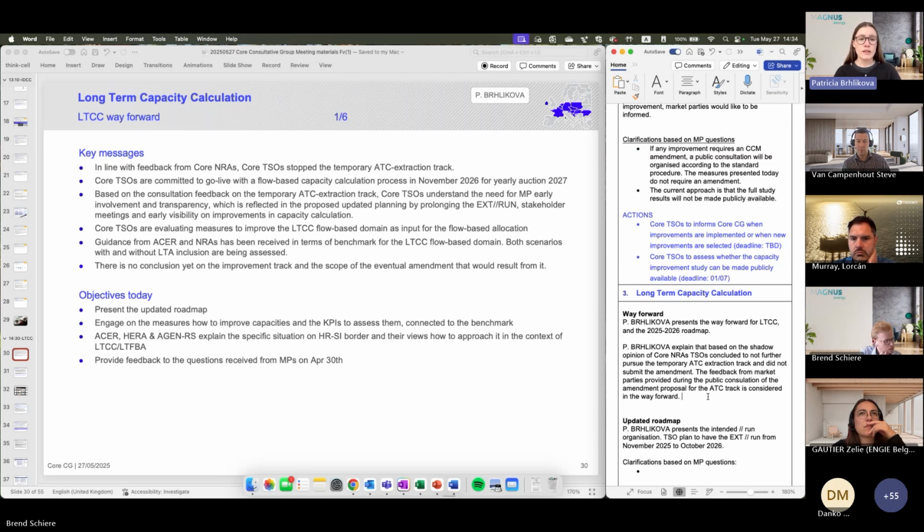What I would like to present today is indeed the updated roadmap. There we can delve into the external parallel run planning a little bit, also reflecting on the feedback we have received. And then we would like to engage on the measures, the improvement measures for capacities, and what sort of KPIs we are using to assess them. And this is all connected to the aforementioned benchmark. There's also then a topic for ACER to present, and we are also trying to answer the feedback, or provide feedback, on the questions that we received from market participants.